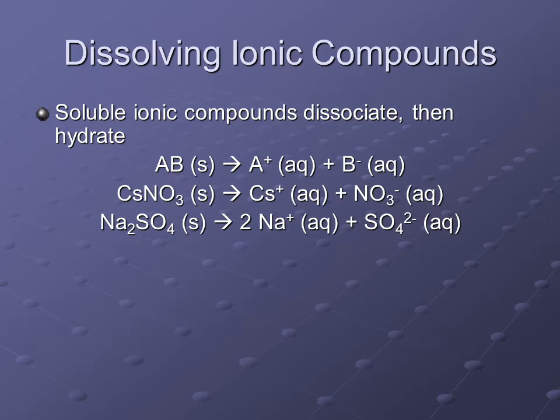To look at a more concrete example, if we took cesium nitrate solid, when you dissolve it in water, it becomes aqueous cesium ions and aqueous nitrate ions. Similarly, if you take solid sodium sulfate and dissolve it in water, you end up with two aqueous sodium ions and one aqueous sulfate ion. That's because for every sulfate ion, there are two sodium ions.